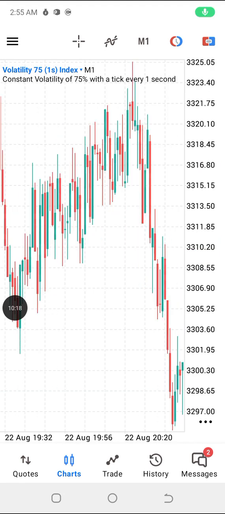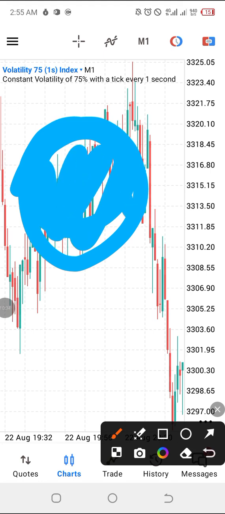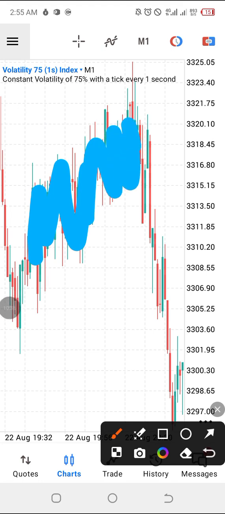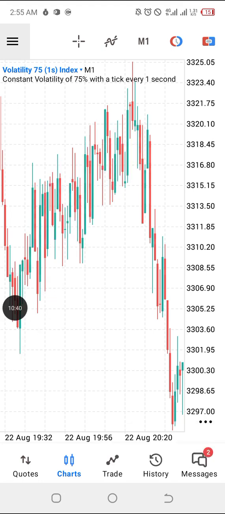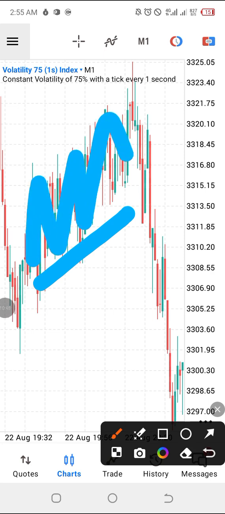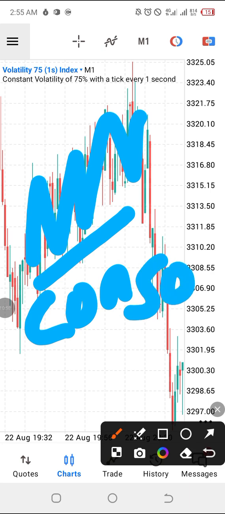Okay, so we have three types of market structure. It could be uptrend or downtrend. That's one. Second, it could be ranging. Then the third one is consolidating. This one, there is no clear structure. As you can see, there is no clear pattern. So we'll say it is consolidating.